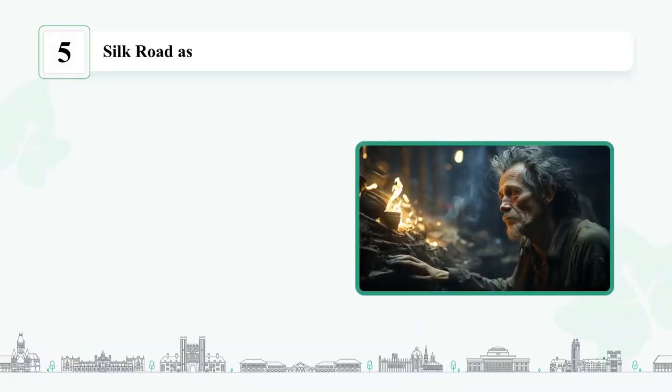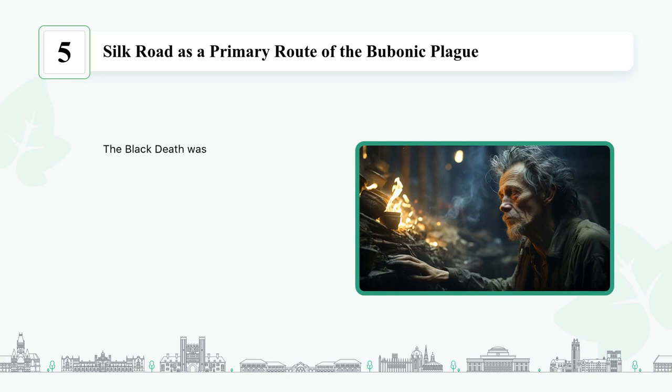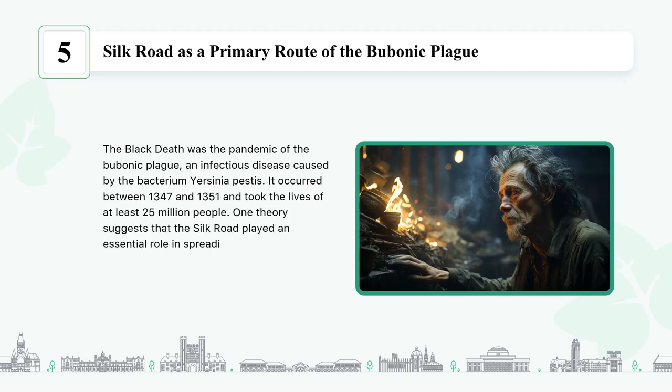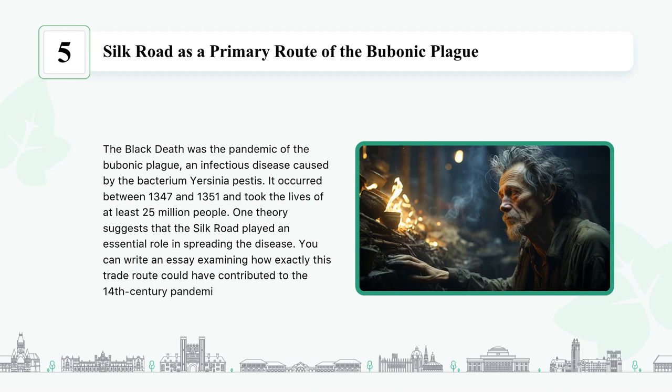Silk Road as a primary route of the Bubonic Plague. The Black Death was the pandemic of the Bubonic Plague, an infectious disease caused by the bacterium Yersinia pestis. It occurred between 1347 and 1351 and took the lives of at least 25 million people. One theory suggests that the Silk Road played an essential role in spreading the disease. You can write an essay examining how exactly this trade route could have contributed to the 14th century pandemic.